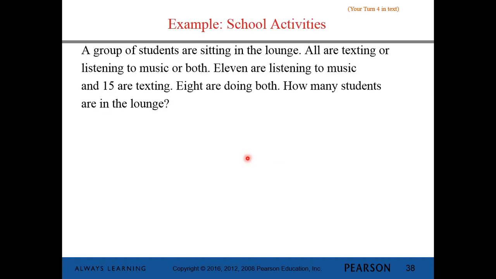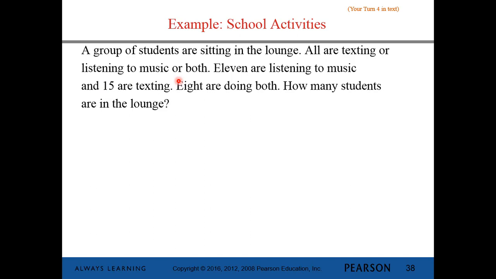Okay, so now it says, a group of students are sitting in a lounge. All are texting or listening to music or both. 11 are listening to music and 15 are texting. 8 are doing both. How many students are in the lounge? So we work our way from the middle out. So we know that 15 are doing both, right? So what do we do? We add them and subtract off the intersection.